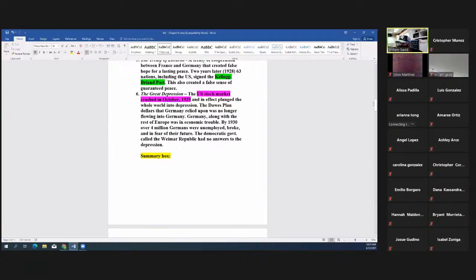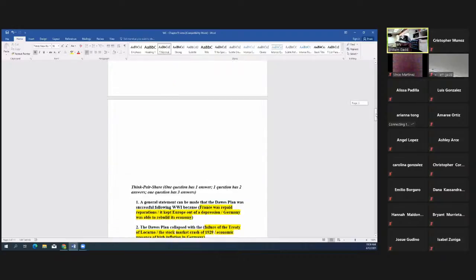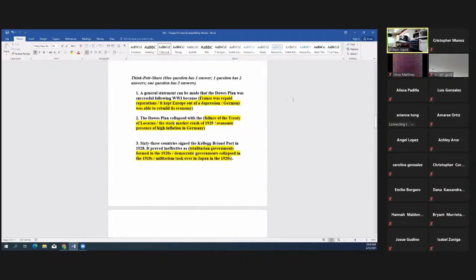Okay, so now we're going to go down and we're going to review all that with this little think, pair, share. You do not need to write that about the answers, okay? However, the information is there. So take some time and work through these. If you have questions about them, go back to the notes. The notes will help you. All right.